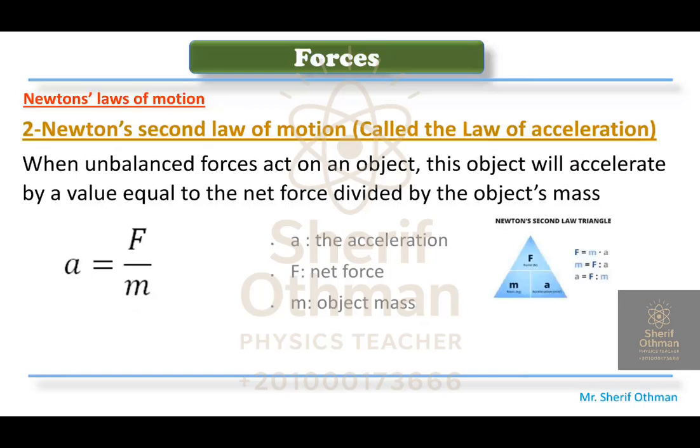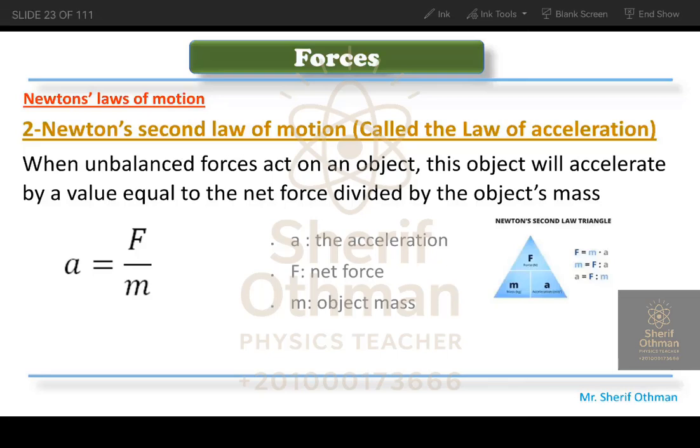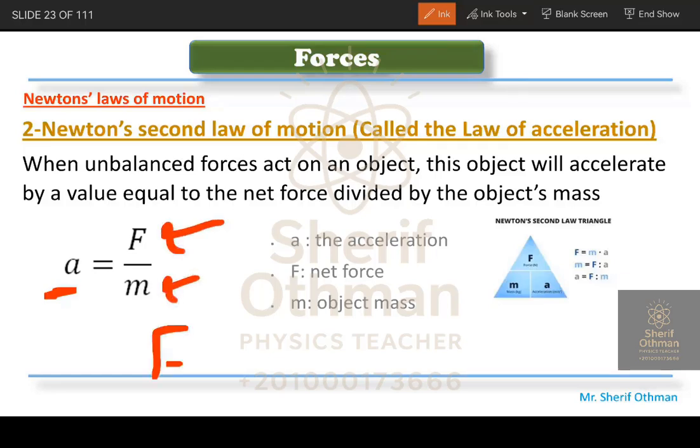Newton's second law of motion, called the law of acceleration. When unbalanced forces act on an object, this object will accelerate by a value equal to the net force divided by the object's mass. As we said before, Newton's second law deals with unbalanced forces, which have an effect on the object's motion. This effect is acceleration. So the object will accelerate. The acceleration of the object is equal to the net force applied on the object divided by the object's mass. As we can see, guys, a is equal to F over m. So also F is equal to m multiplied by a.